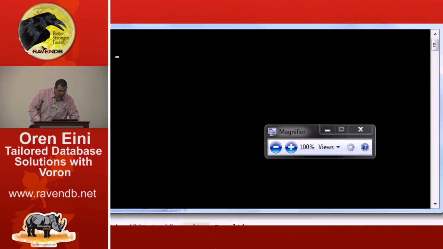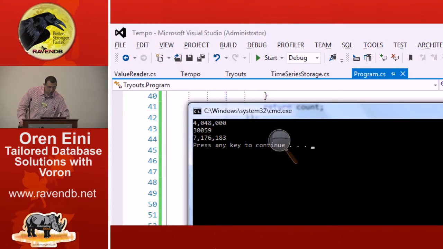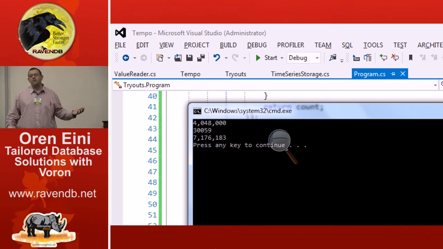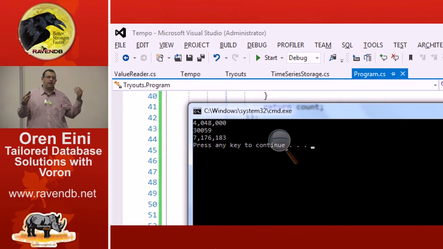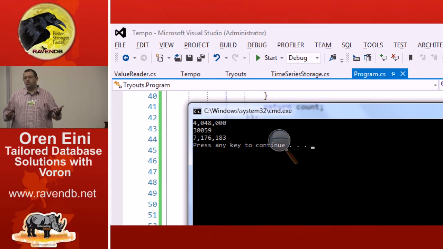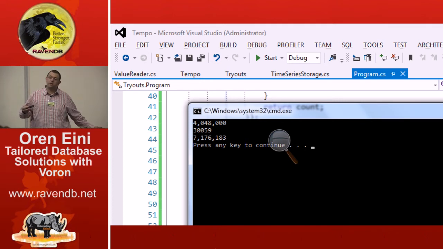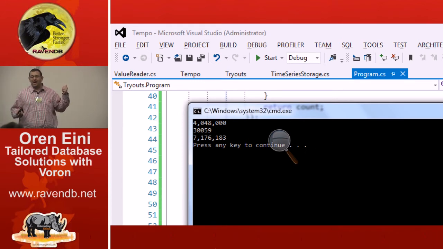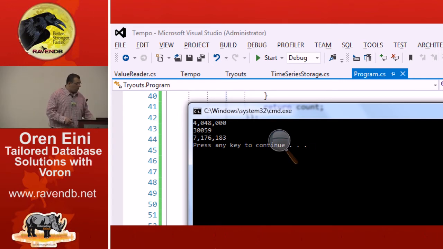And to answer your question, we're able to write 4 million while we're reading 7 million. And the key point here is that we don't have any issue with concurrent readers and writers. I don't know if you noticed, but we are still using the WritePatch method. So we can actually have concurrent writers and concurrent readers and not worry about it. More questions?